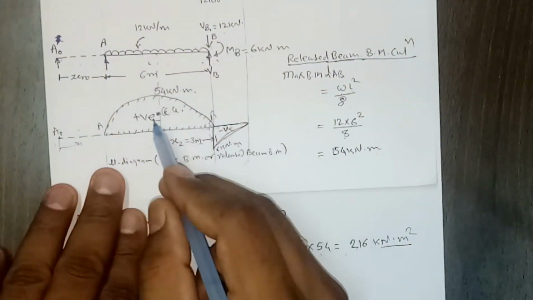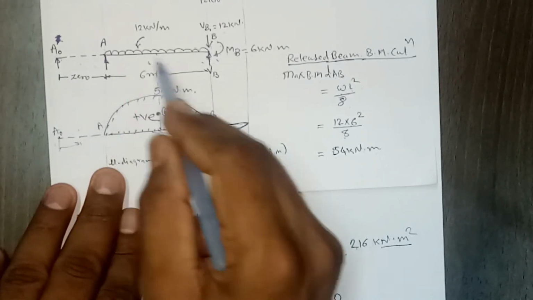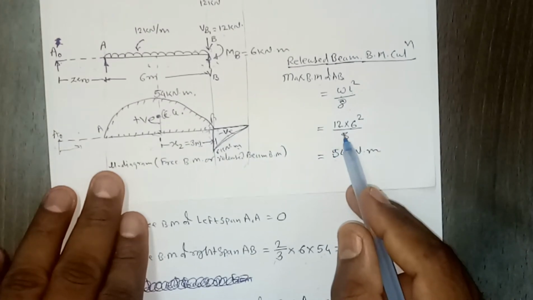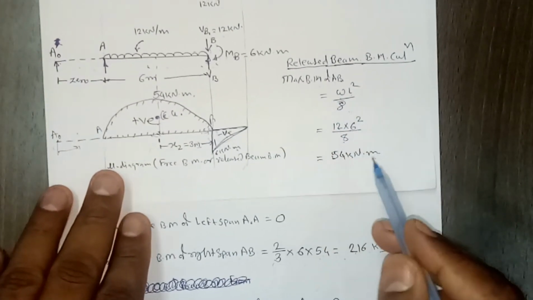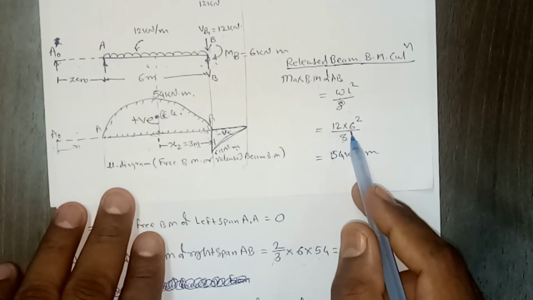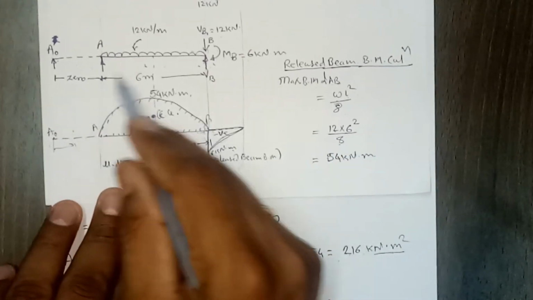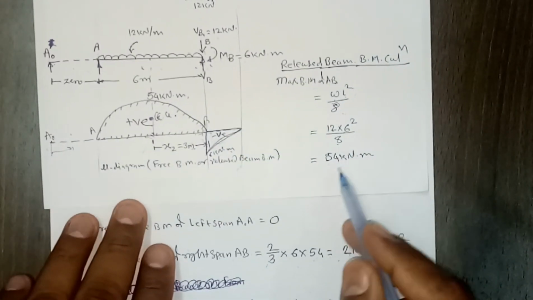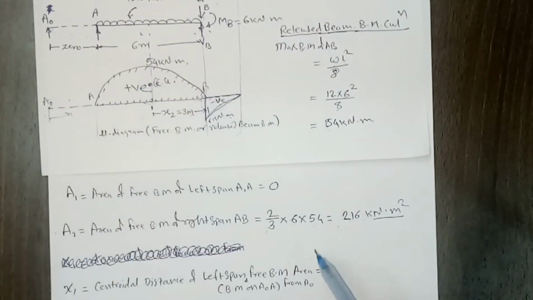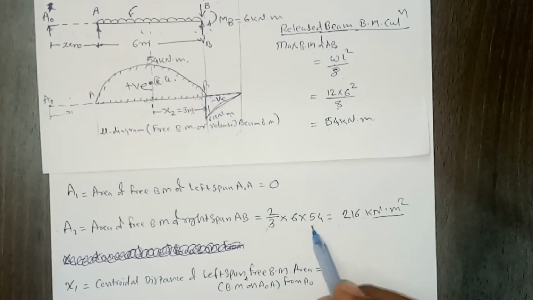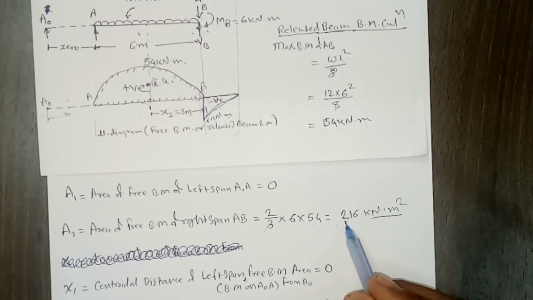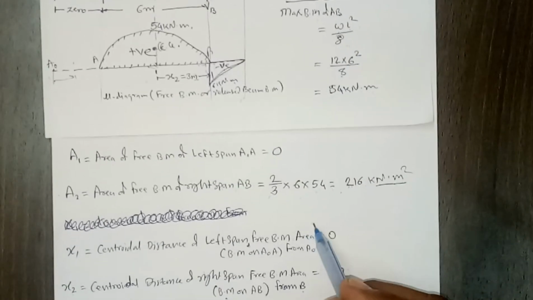So it is just simply like a cantilever with UDL load. For UDL load, it is a parabola, and the maximum ordinate is WL square by 8. So WL square by 8, W is 12, that is the intensity of UDL. L is the length, which is 6 meter, so 12 into 6 meter square by 8. If you calculate, it will be 54. So that's how the height of this parabolic shape will be 54. So 2/3 base into height, and then it comes out to be 216 kilonewton meter square.